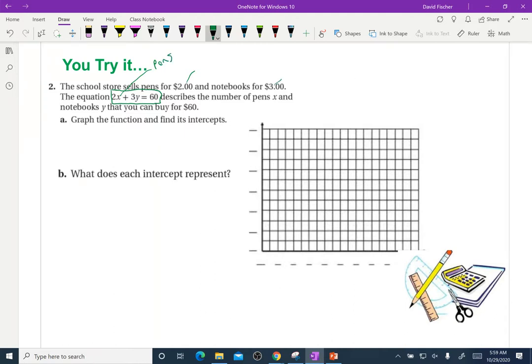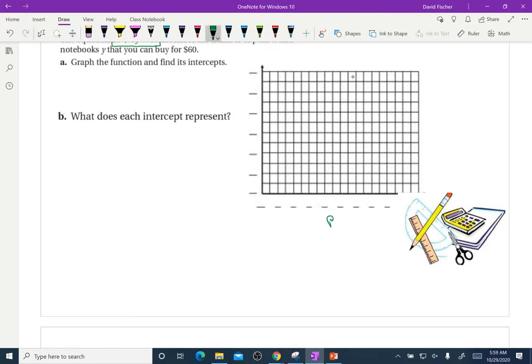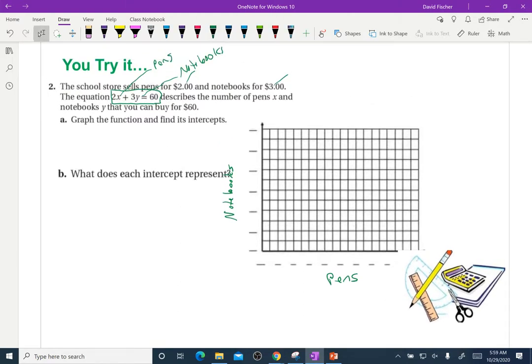And they sell notebooks for $3. So again, if I buy 2 notebooks, I want to multiply by 3 and get 6. So my y-axis is going to be notebooks. That helps me figure out my axes. Okay, so pens, notebooks. Now before you start, let's find our intercepts so we know what kind of scale we'll have. So find the intercepts real quick. Find your x-intercept and then find your y-intercept. Do that real quick, see what you get.